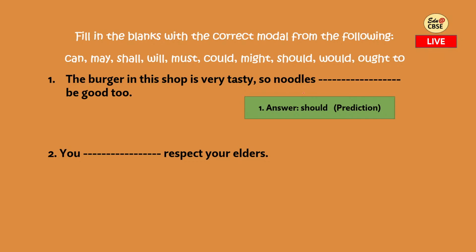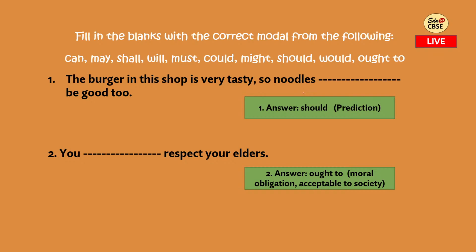Now, second sentence. You dash respect your elders. Now this is going to be easy for you. The second sentence is going to be very easy, so I want quick answers. You dash respect your elders. Okay, good. Yes, very good. So here is the answer. We have ought to as the answer. It is moral obligation acceptable to society. Yes, so you are following it now. It is moral obligation. It is acceptable to society. So very good. The answer is ought to.